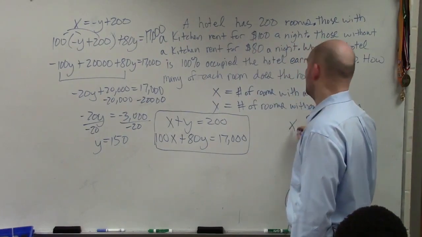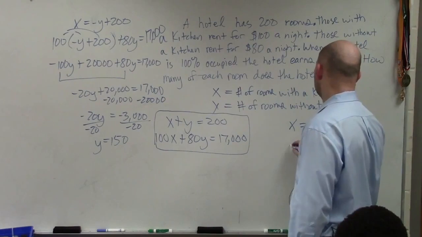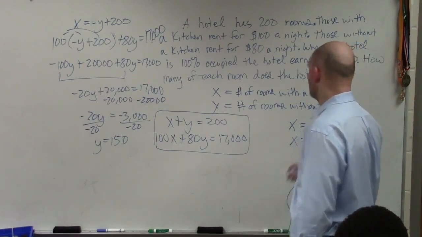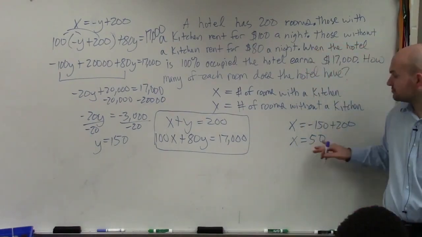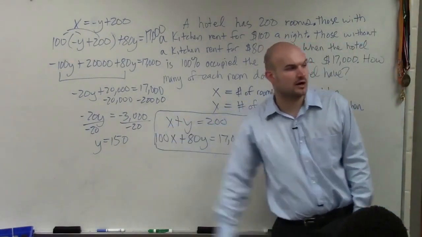Now to find the value of x, I'll plug in 150 for y. So I say x equals negative 150 plus 200. x equals 50. So therefore, the number of rooms that have a kitchen is 50, and the number of rooms that do not is 150.